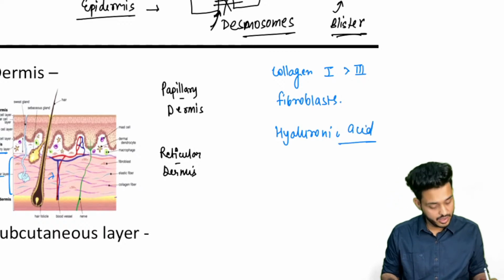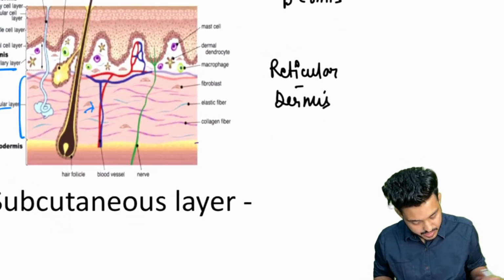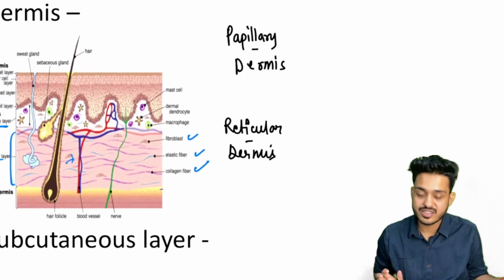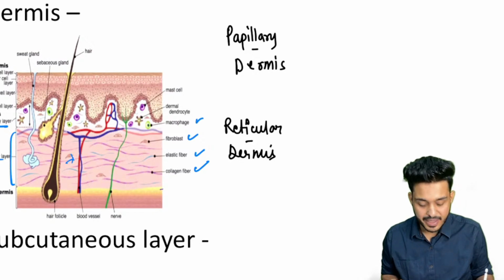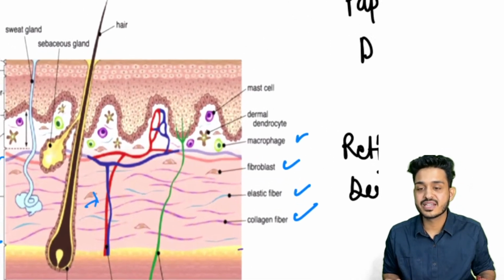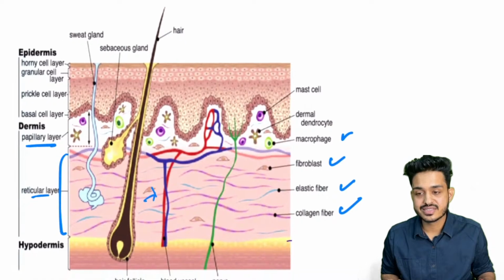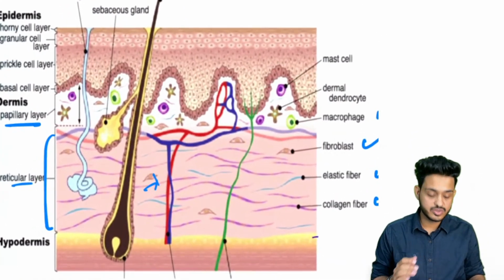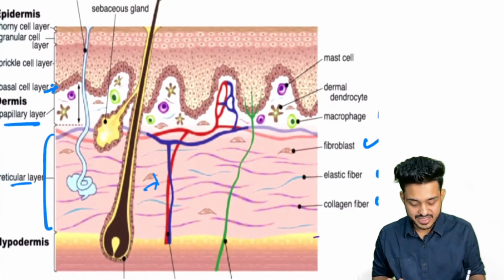Okay, what will be here? There you will see multiple things. You will see fibroblast, elastic fiber, collagen fibers, blood vessels, macrophages. All those things will be present in the dermis part. These are the two layers of the dermis. Epidermis we have seen, basement membrane zone we have seen. This one is the basement membrane zone.